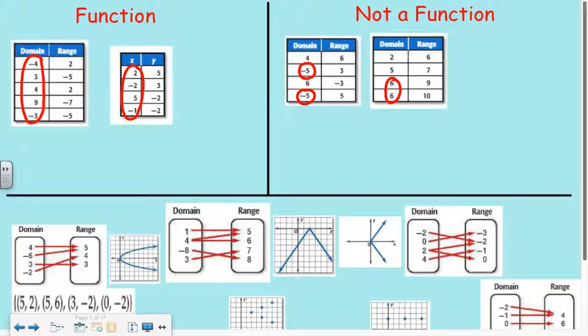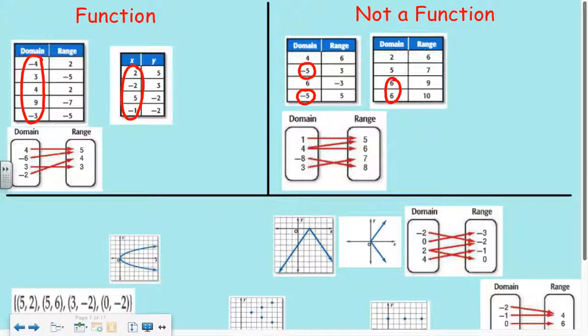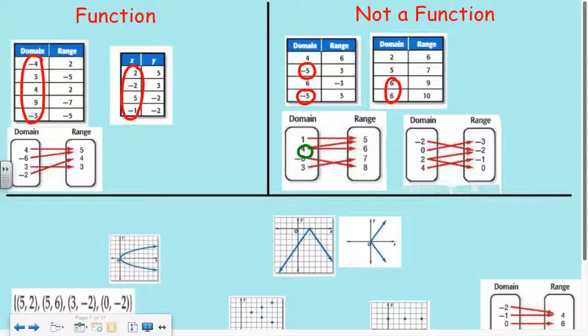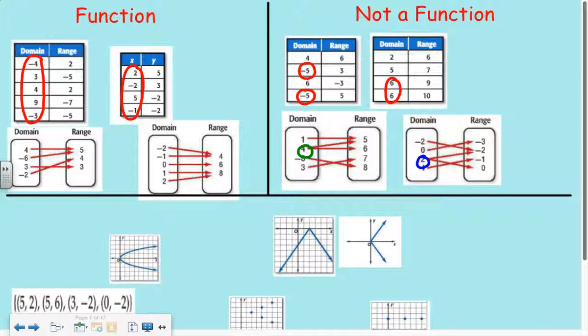Now if I go to mappings, what I really want to look for is, are there any numbers that have 2 arrows leaving the domain? That one doesn't, so that one's a function. This one, the 4, has 2 arrows leaving it, so that one means an x value repeat, so it's not a function. This one, same thing. I've got 2 arrows leaving the number 2, so therefore it is not a function. This one, just 1 arrow leaving all of my x values, so it is a function.